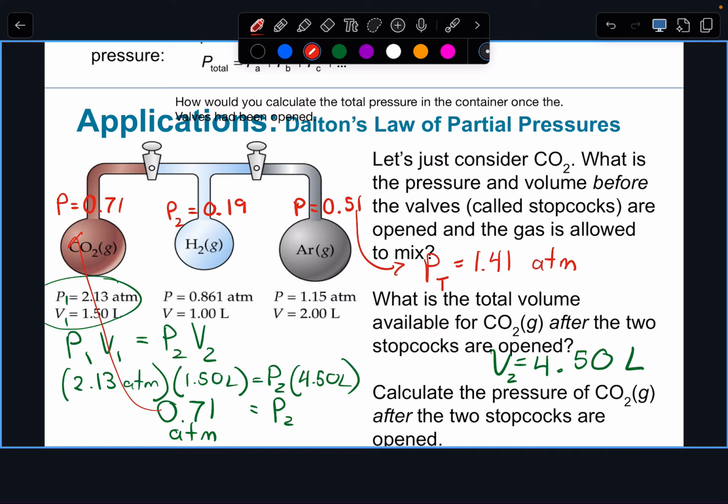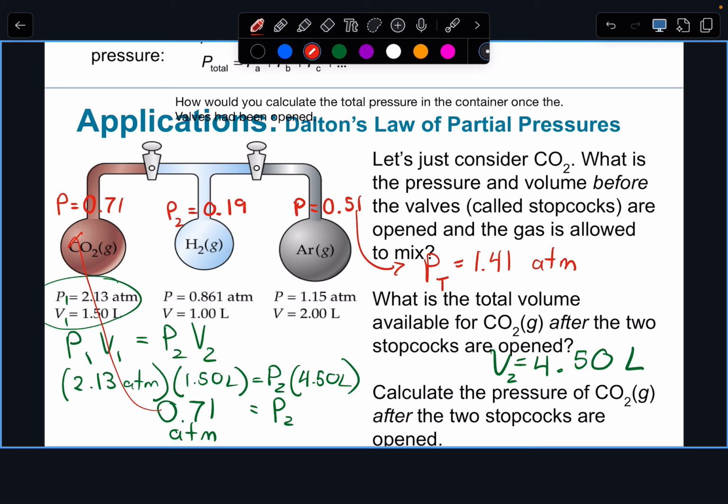So I didn't show the work for H2 and argon. It is the exact same thing as for CO2, just now plugging in the pressure and volume for H2, the initial pressure and volume. The V2, the final volume, is the same because the whole container is 4.5 liters. So each gas is filling out into that 4.5 liters.